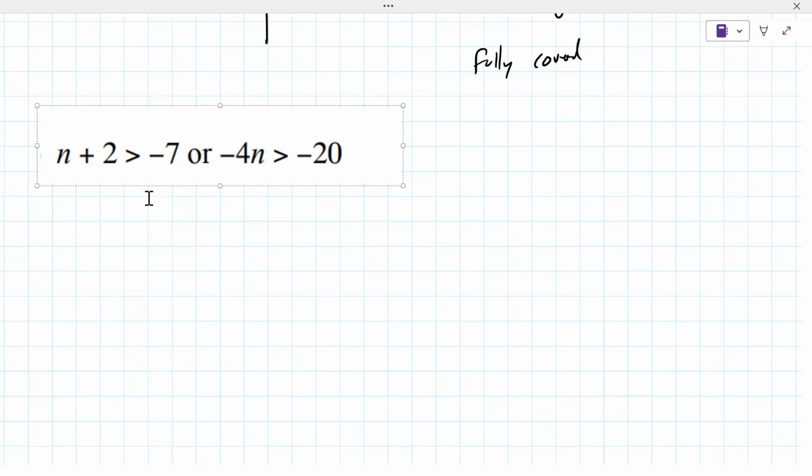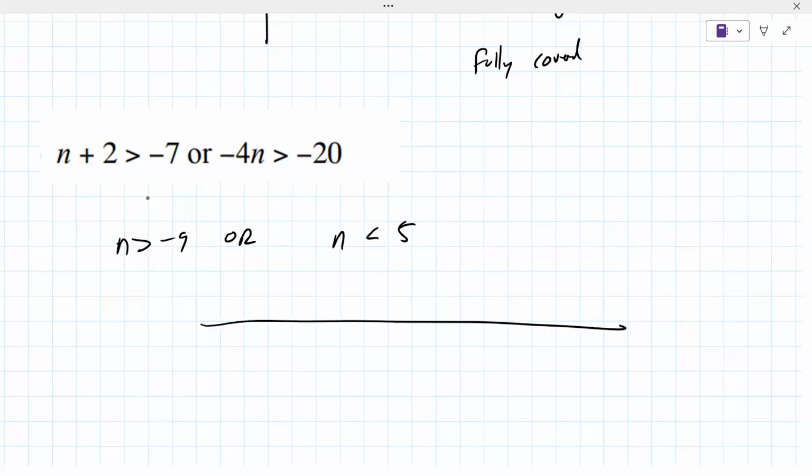So I got n is greater than -9 or n is less than 5. And then they graph like, they run into each other on the number line. Yeah, and they go left, and you go right, and you got it.